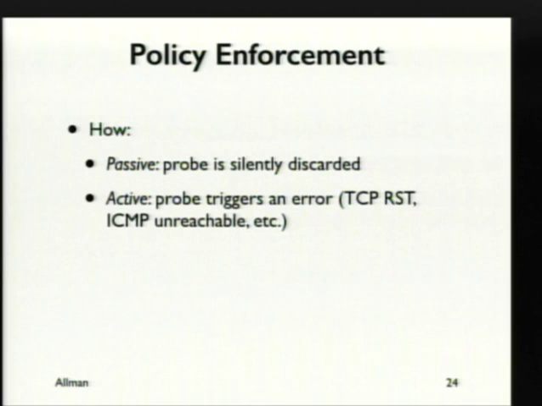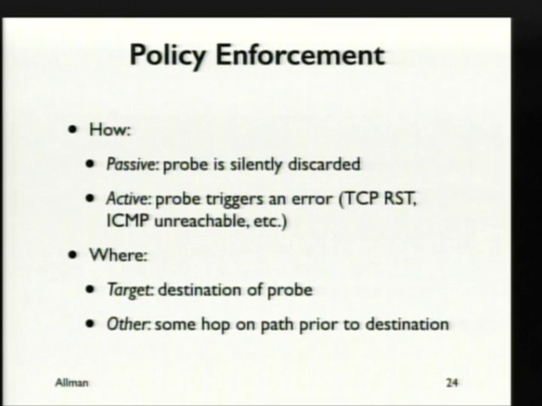And the other one is active. Something comes in, you don't like it, you send some kind of error back. Might be an unreachable, might be a reset. You send something back that says no. You don't just silently ignore it. So that's the how. And then there's the where. And we split this up into two again. We call the target the destination of the probe, the IP address we put in the probe and we're sending it to. That is the thing doing the policy. It's saying no. And the other category being something before our packets get all the way to that destination is enacting the policy. So this is an in-network firewall, IPS, something.